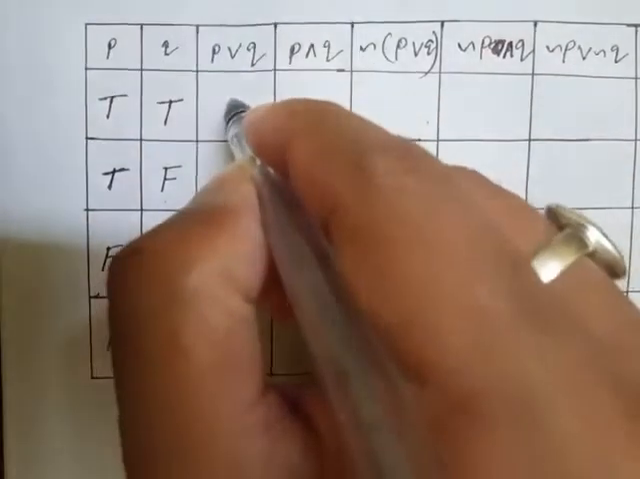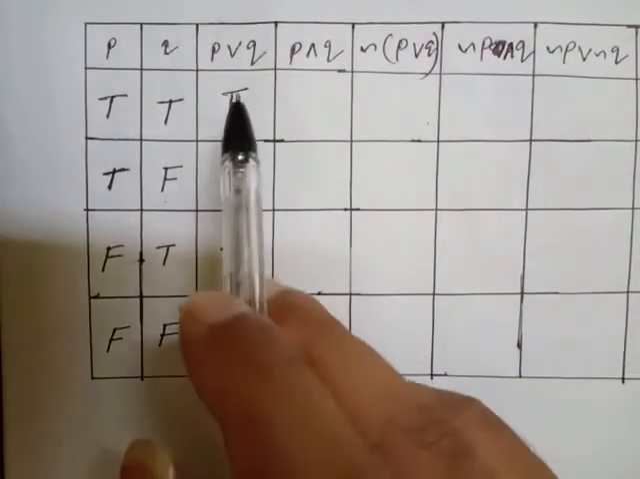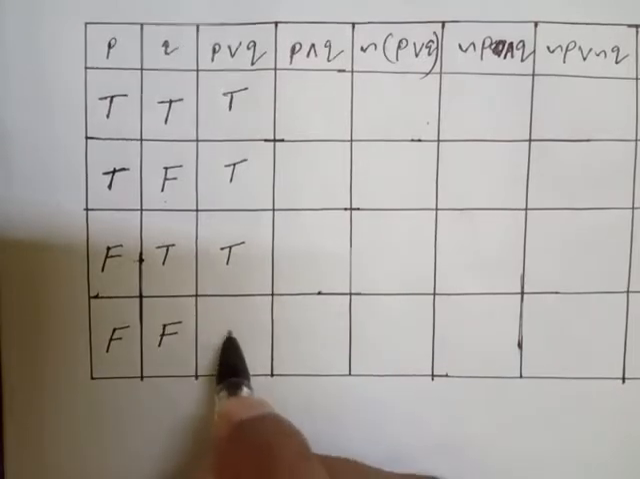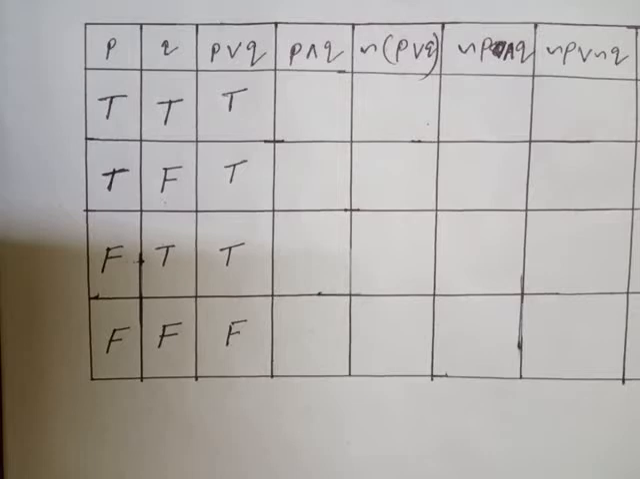So first one, there is true and there is also true, then true false is true, false true is also true in case of disjunction, and false false is false. This first one is over.